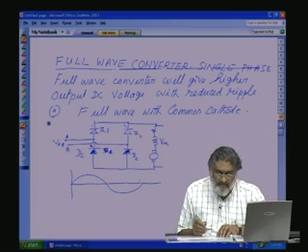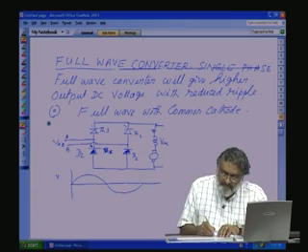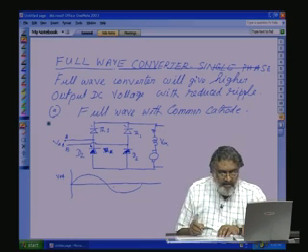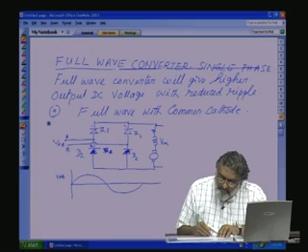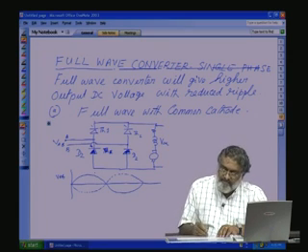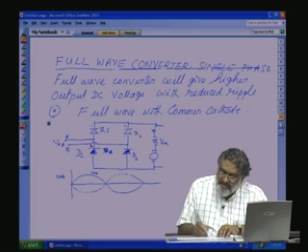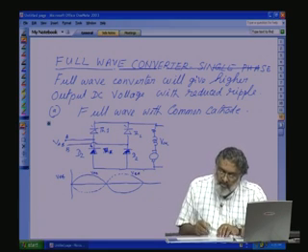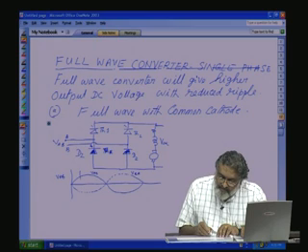This is our VAB. I will also mark the negative of VAB here. This is VAB, this is VBA. Now, let us take a firing angle alpha starting from 0.